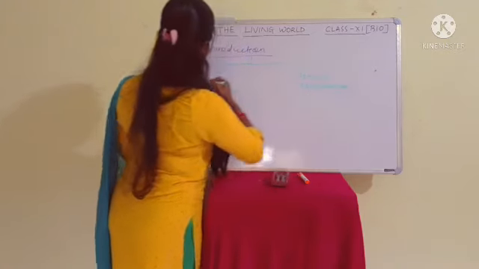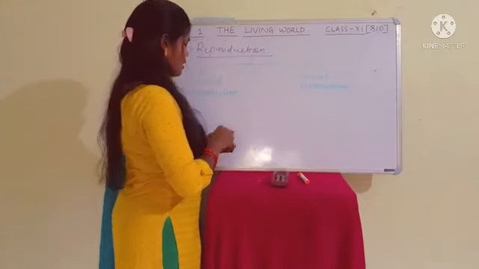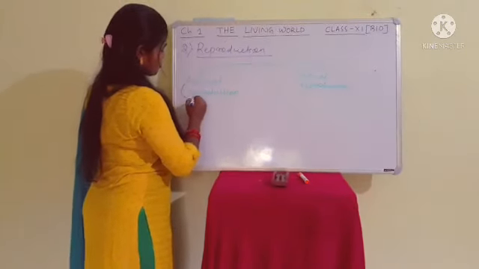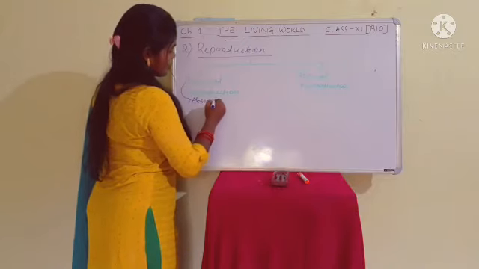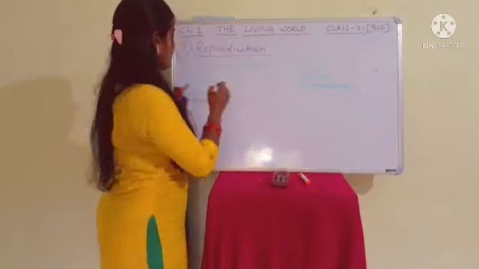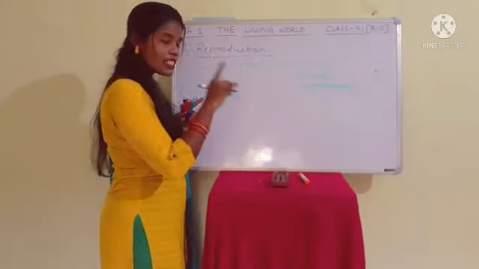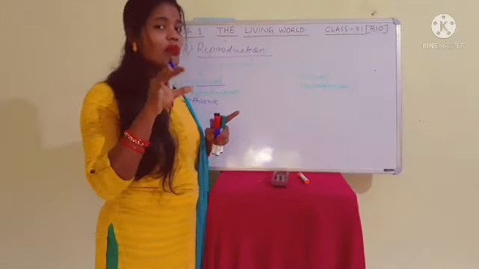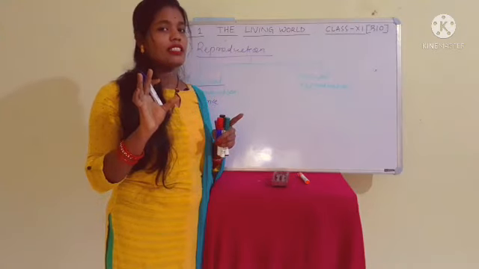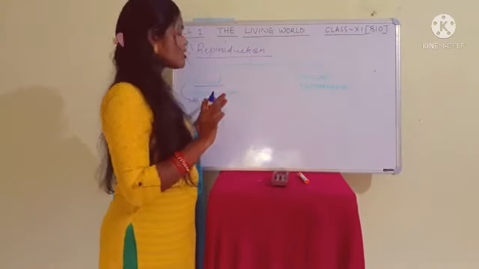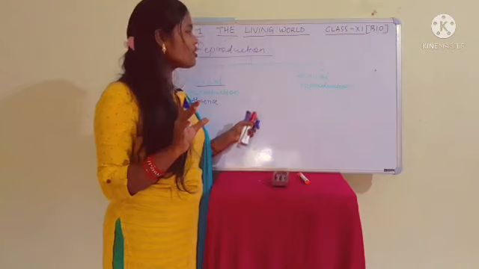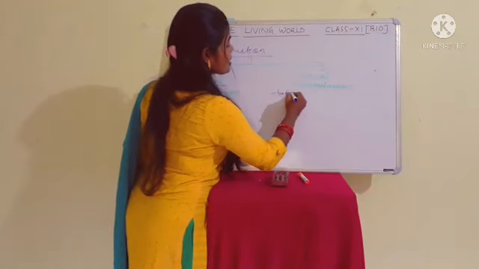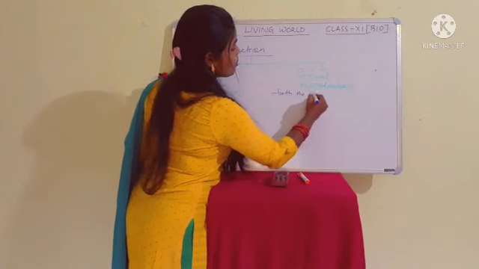What is the meaning of asexual reproduction? A stands for absent. Absence of what? Absence of both the sexes, that means involvement of only one parent. So this process is called asexual reproduction. And what is sexual reproduction? Both the sexes are involved.